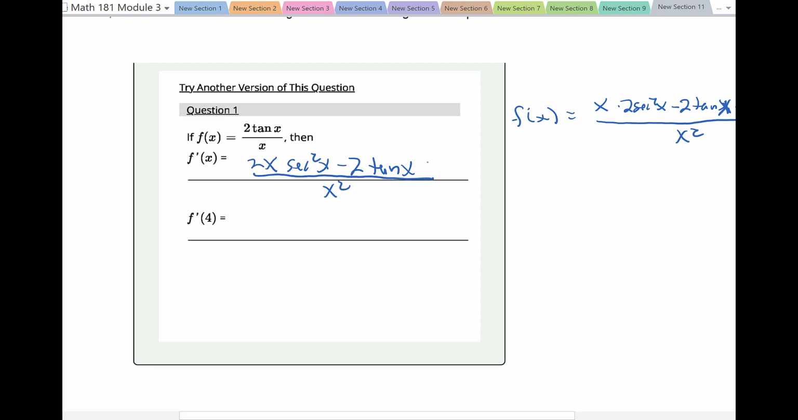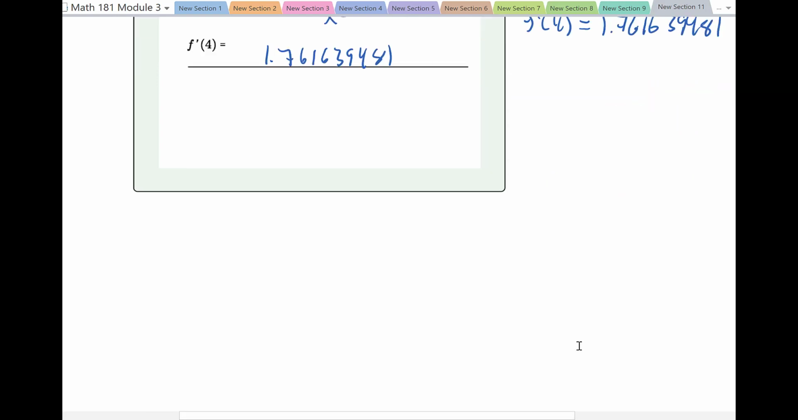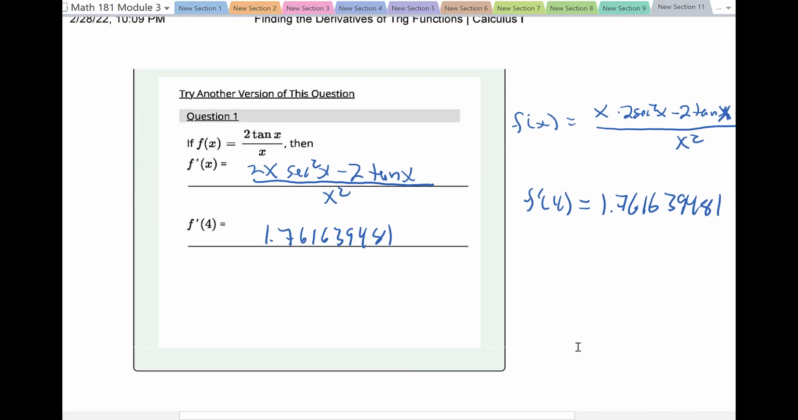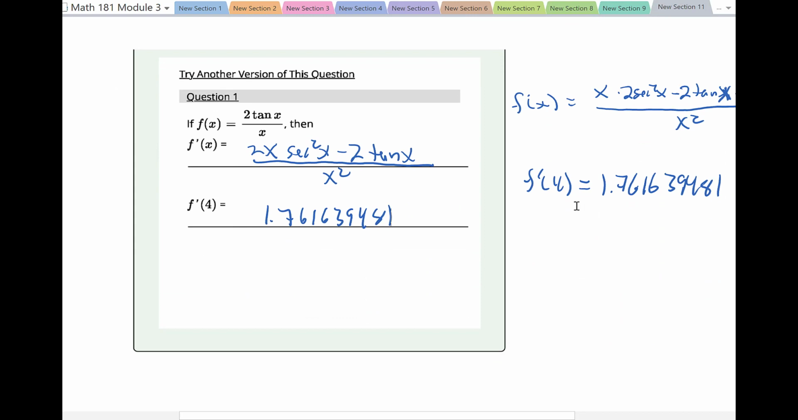Okay. So for f prime of 4, I just plugged it in the calculator, make sure it's in radian mode. 1.761639481. And that's it. Okay, we have another part of this doing higher order derivatives. So fun stuff.